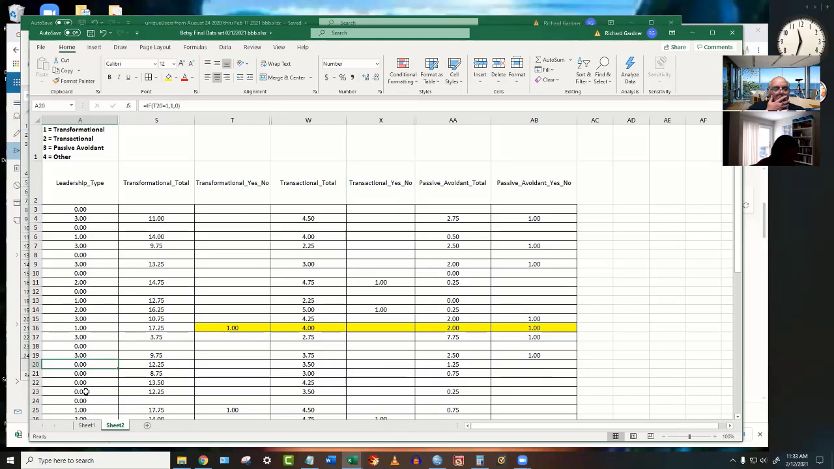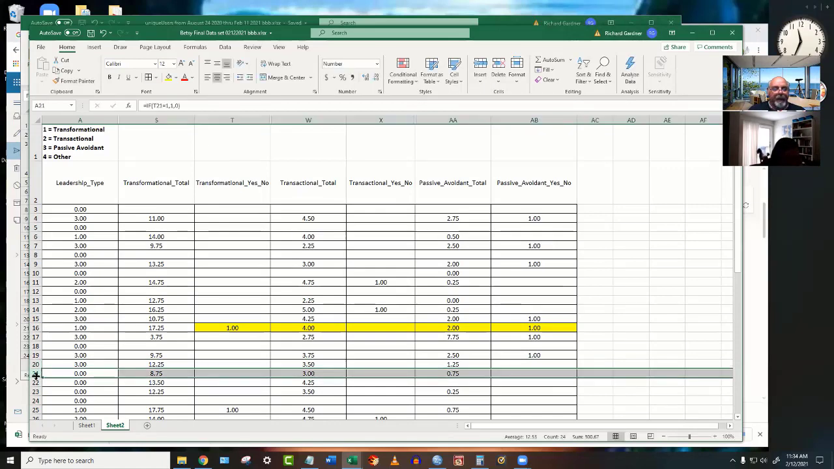I'm going to say transaction. Oh wait, I'm looking at the wrong one. 3.75, 4.7. Just game. 2 point. Which one am I looking at? Oh, 1.25. Oh, actually, I'm gonna go three. Passive avoidant. Passive avoidant. Thank you.